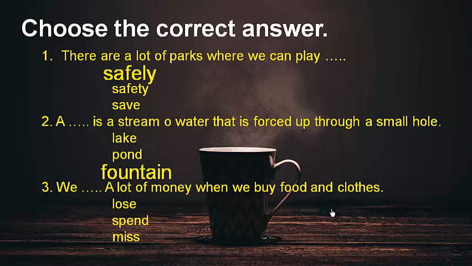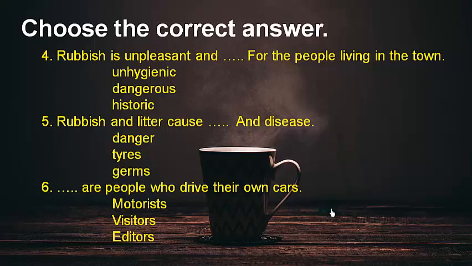All right. Number three, we what a lot of money when we buy food and clothes. So when you buy food, you lose money? You miss money? Of course not. You spend money. We spend a lot of money when we buy food and clothes. All right. Number four, rubbish is unpleasant and what for the people living in the town? Rubbish, of course, it can bring us diseases, so it's unhygienic. Rubbish is unpleasant and unhygienic for the people living in the town.